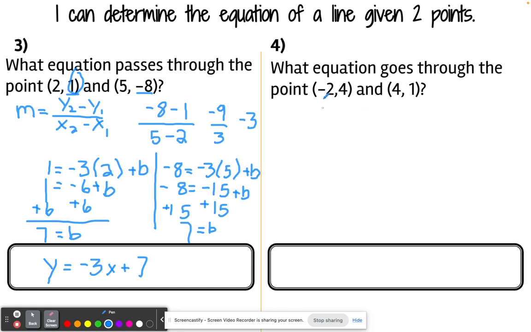Okay, next one, negative 2, 4, and 4, 1. Let's find my slope. We can do 4 minus 1. Again, you could have done 1 minus 4. It doesn't matter. Negative 2 minus 4. I end up with 3 over negative 6, which I can simplify to negative 1/2.